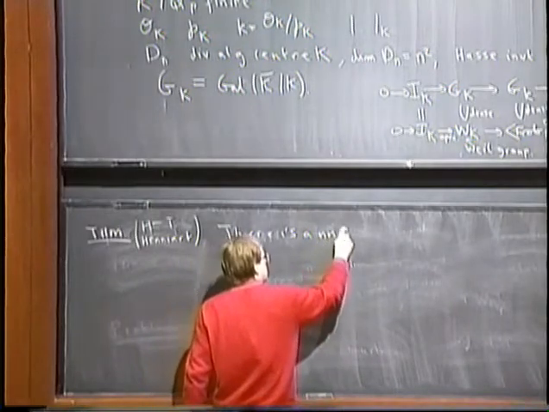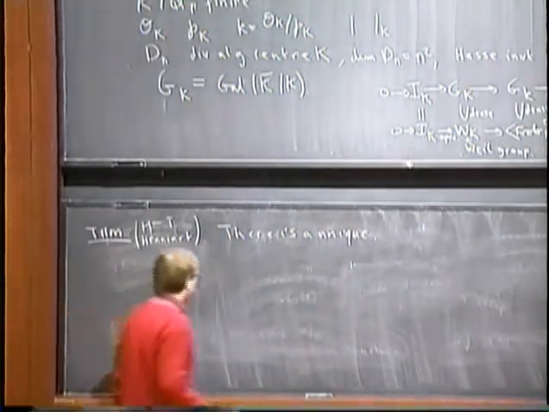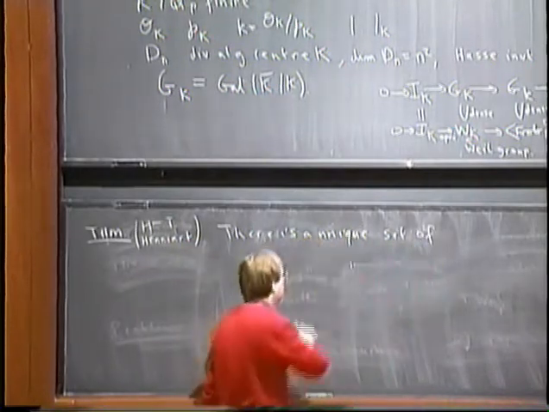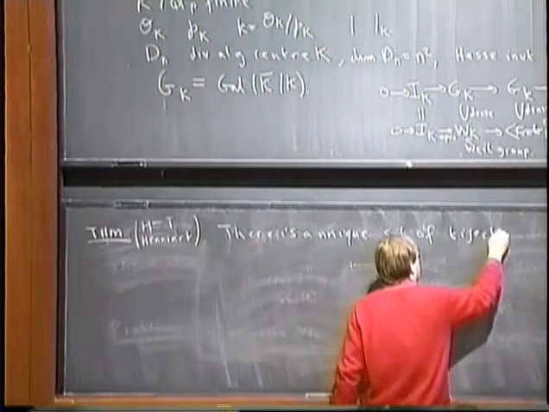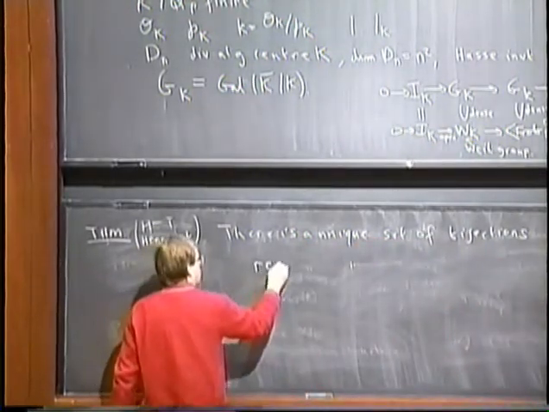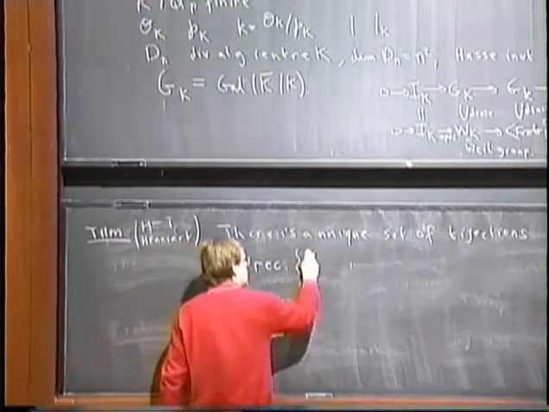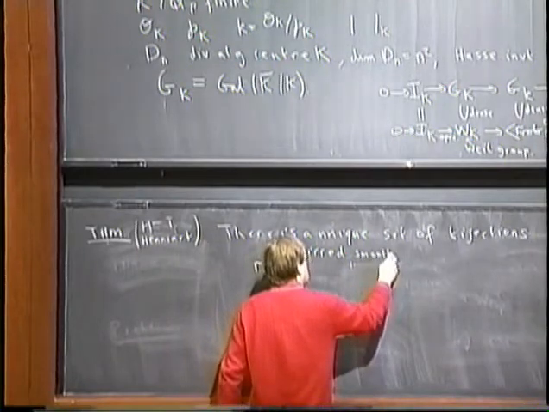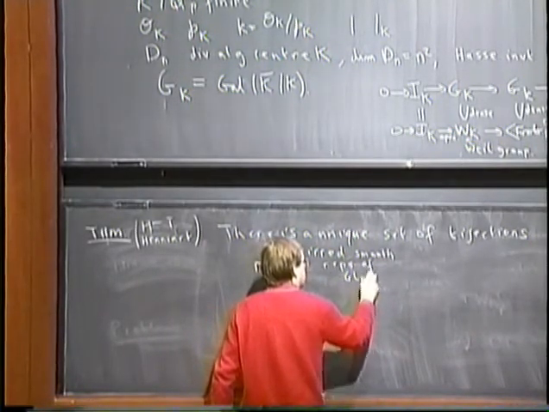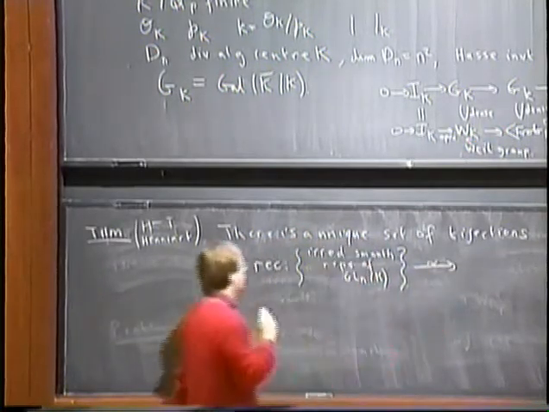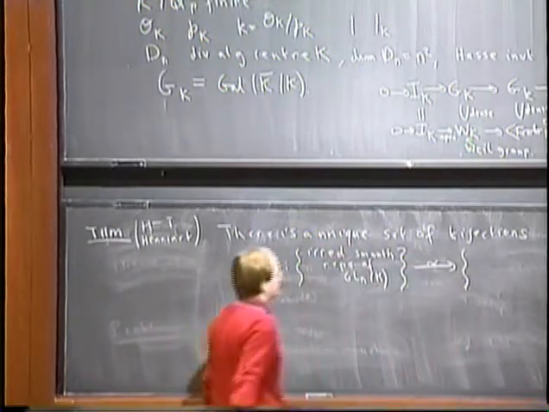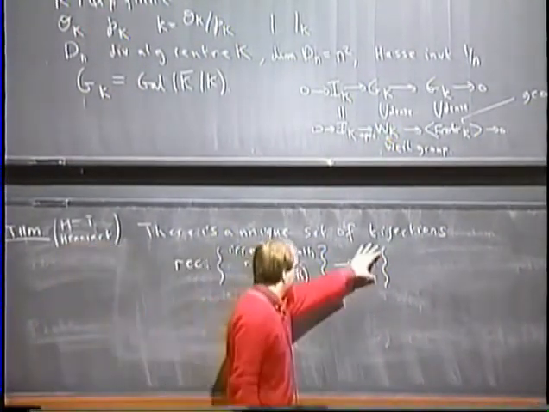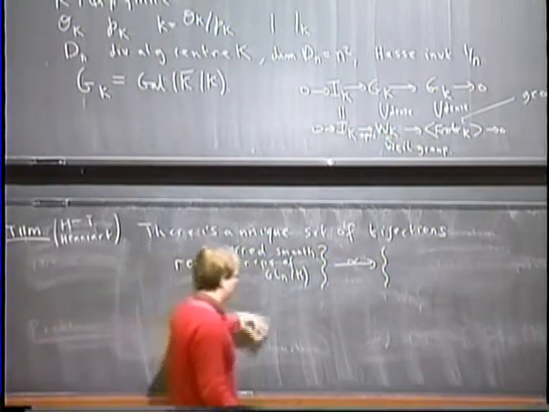There is a unique set of bijections, which I will call rec for reciprocity, from the irreducible smooth representations of GLn(K) to basically the n-dimensional representations of the Weil group. Let me, for the moment, just write the correct thing, what I hope is the correct thing, and then I will explain it in a few minutes.